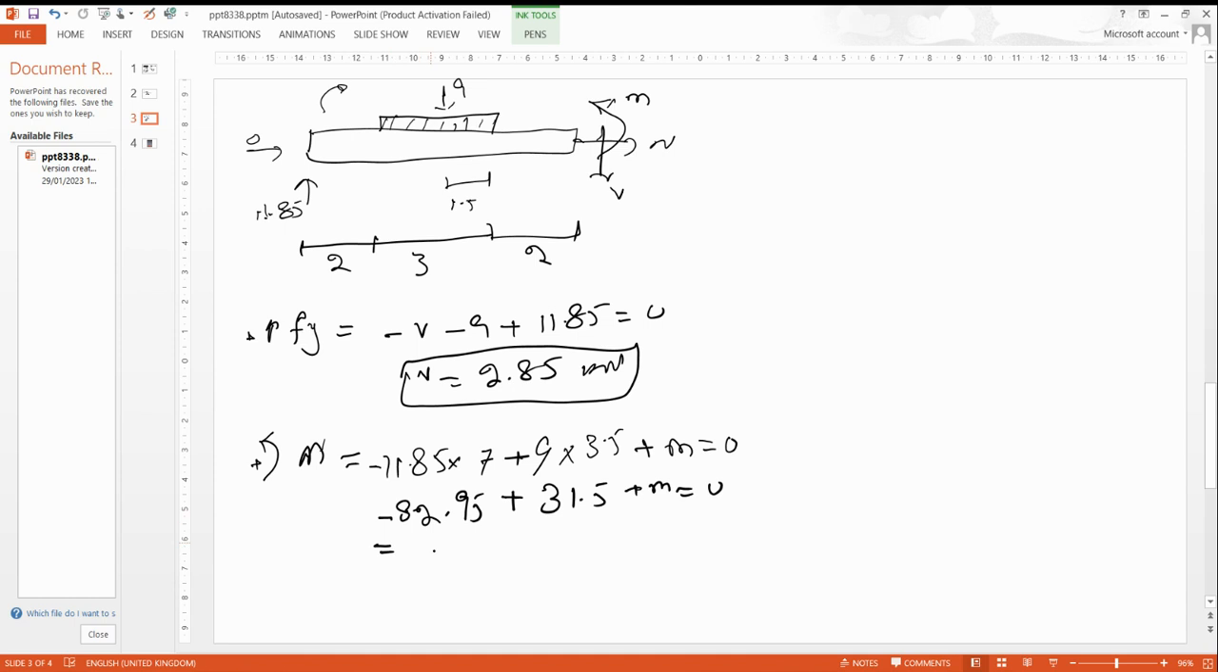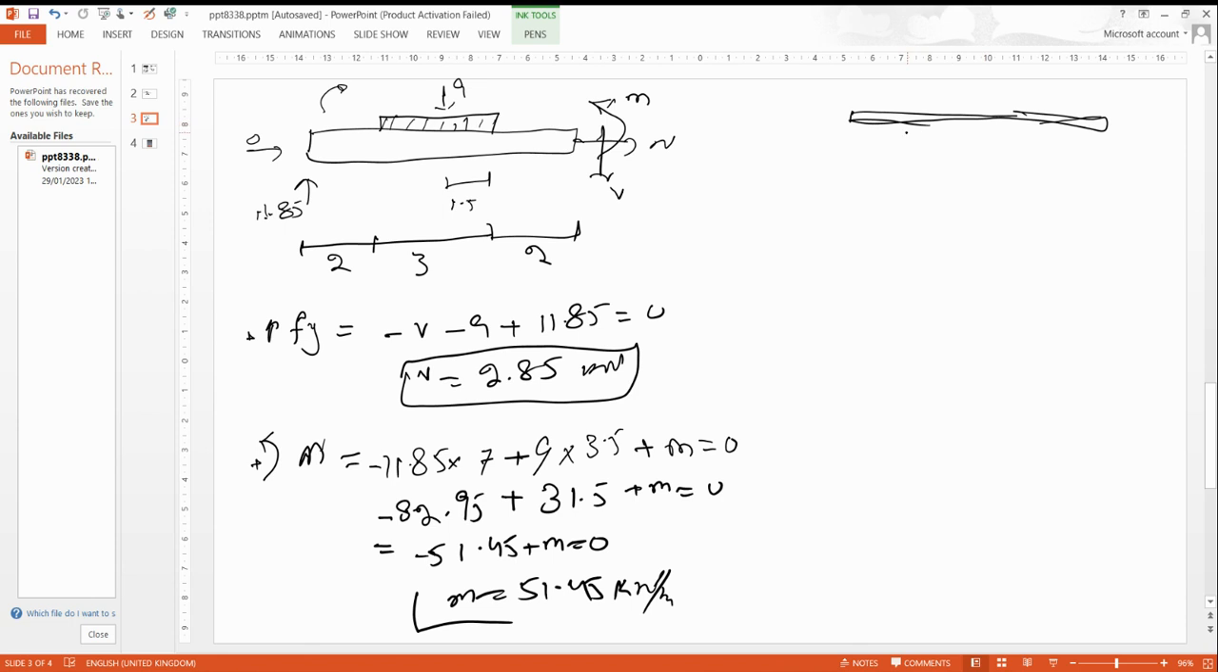So here the answer will be 82.95 minus this answer, so it's 51.45, minus, plus M equals 0, so M will be 51.45. The answer will be positive kN·m. This one is the moment at 7 meter. So now cut it at the last point. Okay, let's try again.